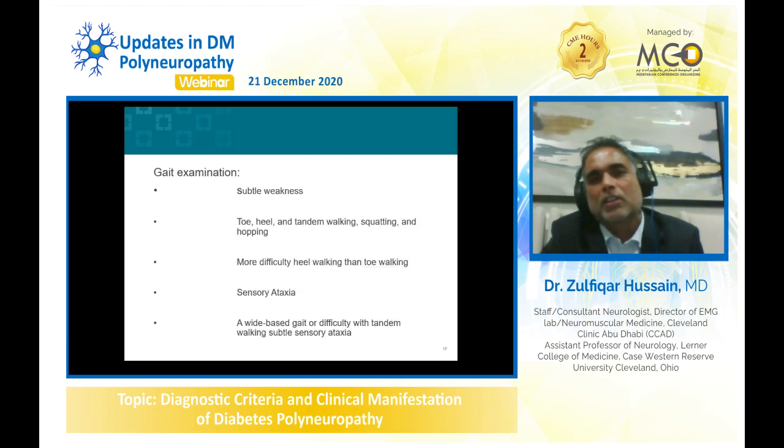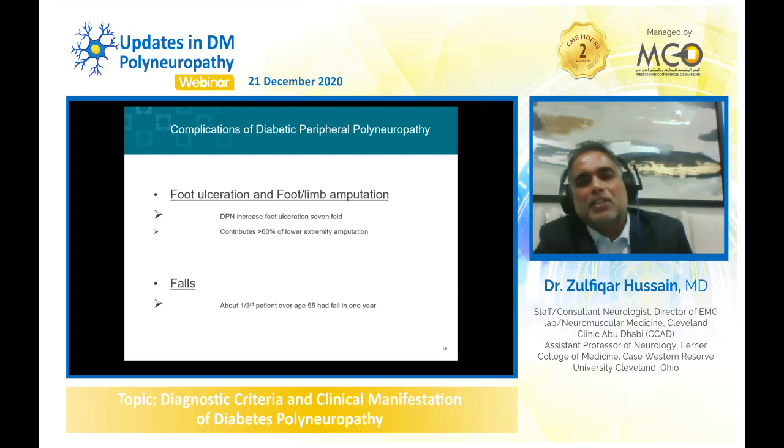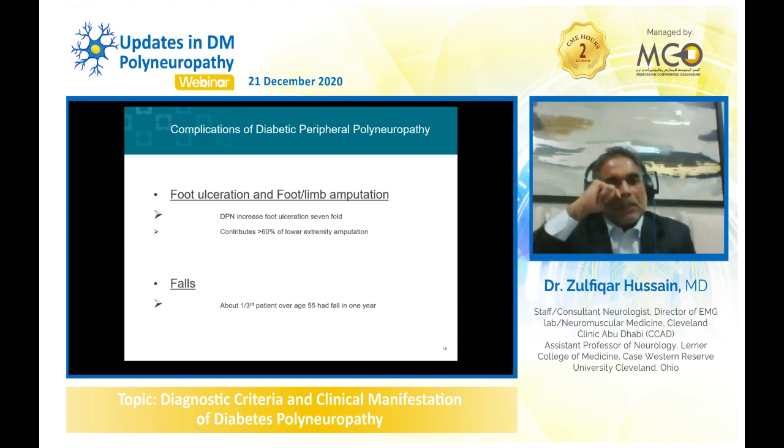What are the complications of polyneuropathy? Foot ulceration is a common complication. It has been seen that diabetic polyneuropathy can increase foot ulceration about 7-fold. Foot ulceration and diabetic polyneuropathy contribute to more than 60% of lower extremity amputations, and part of the reason can be the peripheral neuropathy along with poor peripheral vascular disease, and also loss of sweating and impaired healing due to autonomic involvement.